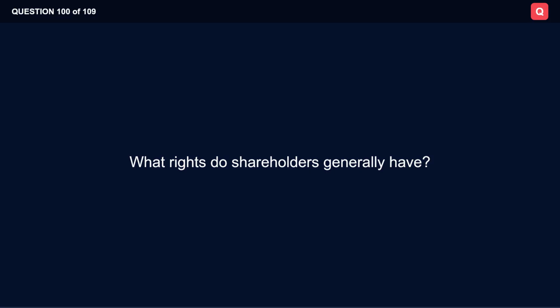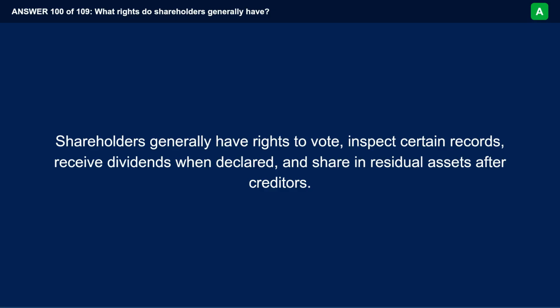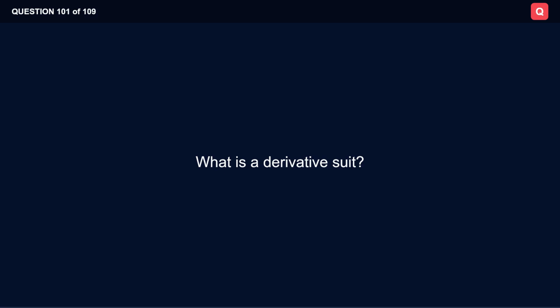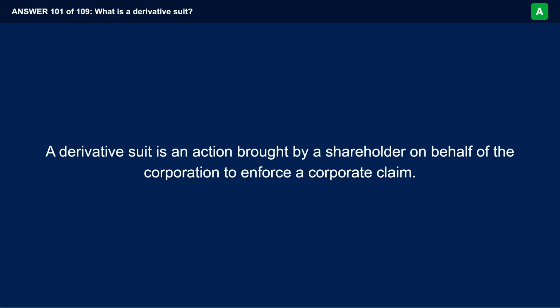What rights do shareholders generally have? Shareholders generally have rights to vote, inspect certain records, receive dividends when declared, and share in residual assets after creditors. What is a derivative suit? A derivative suit is an action brought by a shareholder on behalf of the corporation to enforce a corporate claim.